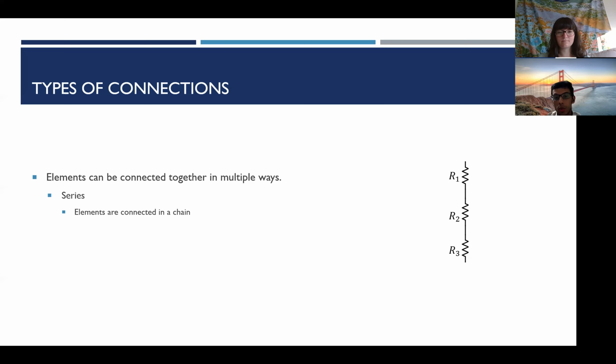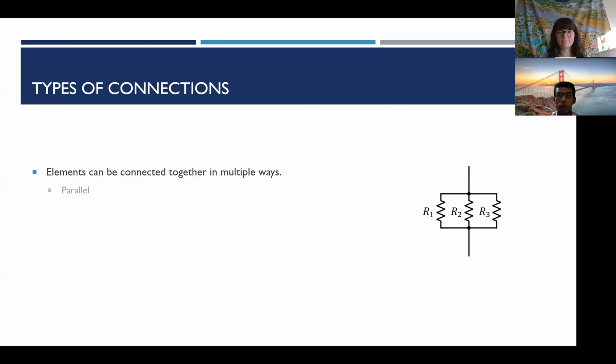So what we can do is find the equivalent resistance of all these resistors together. And we say that the net resistance of all these resistors is just the sum of the three resistors. That is one of the easy things about a series connection: if you connect all resistors like this, the total resistance of the chain is the same as the sum of all these three resistors.